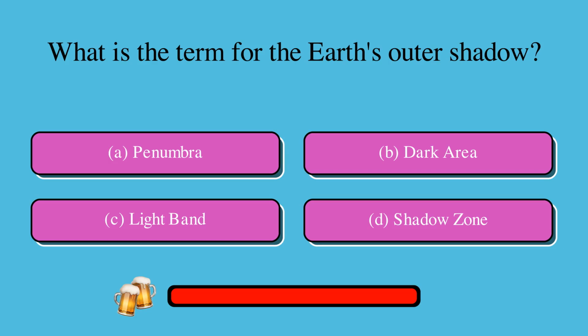What is the term for the Earth's outer shadow? Is it A, penumbra, B, dark area, C, light band, or D, shadow zone? The correct answer is A, penumbra.